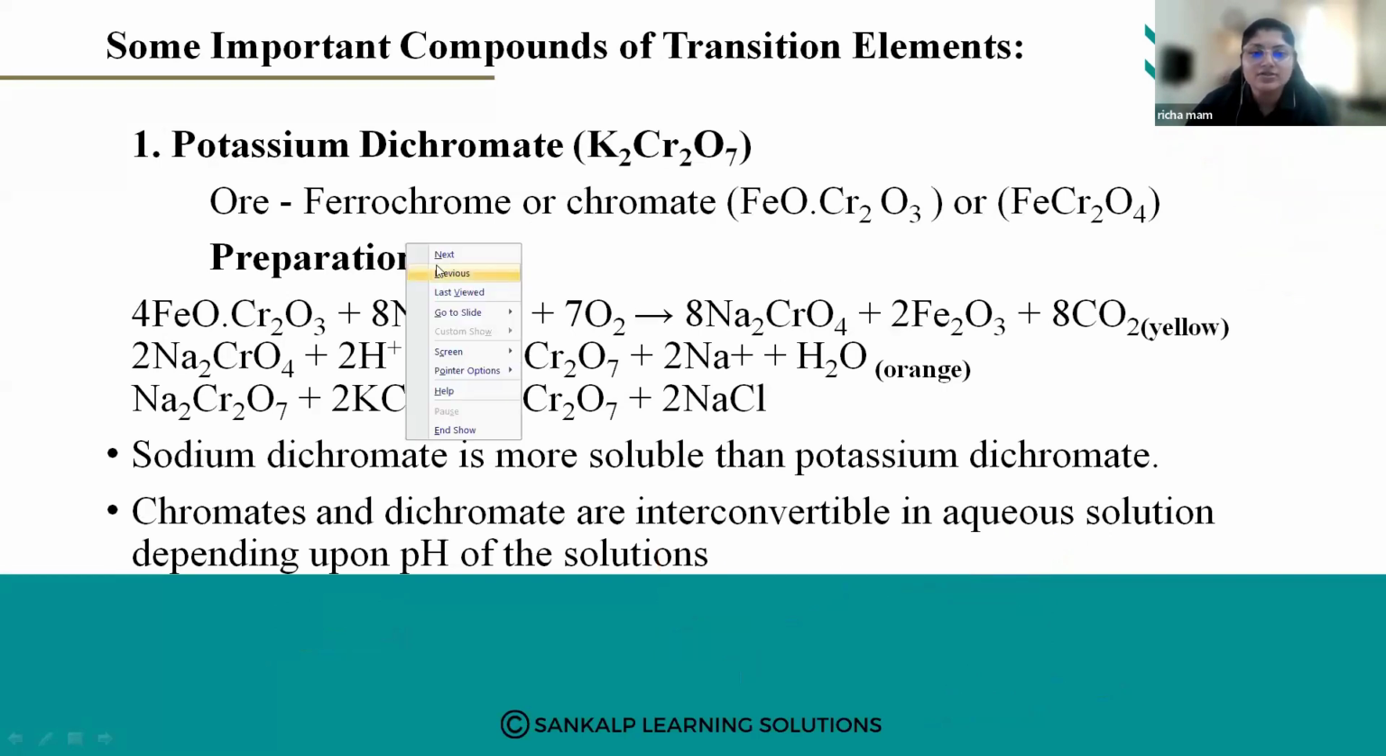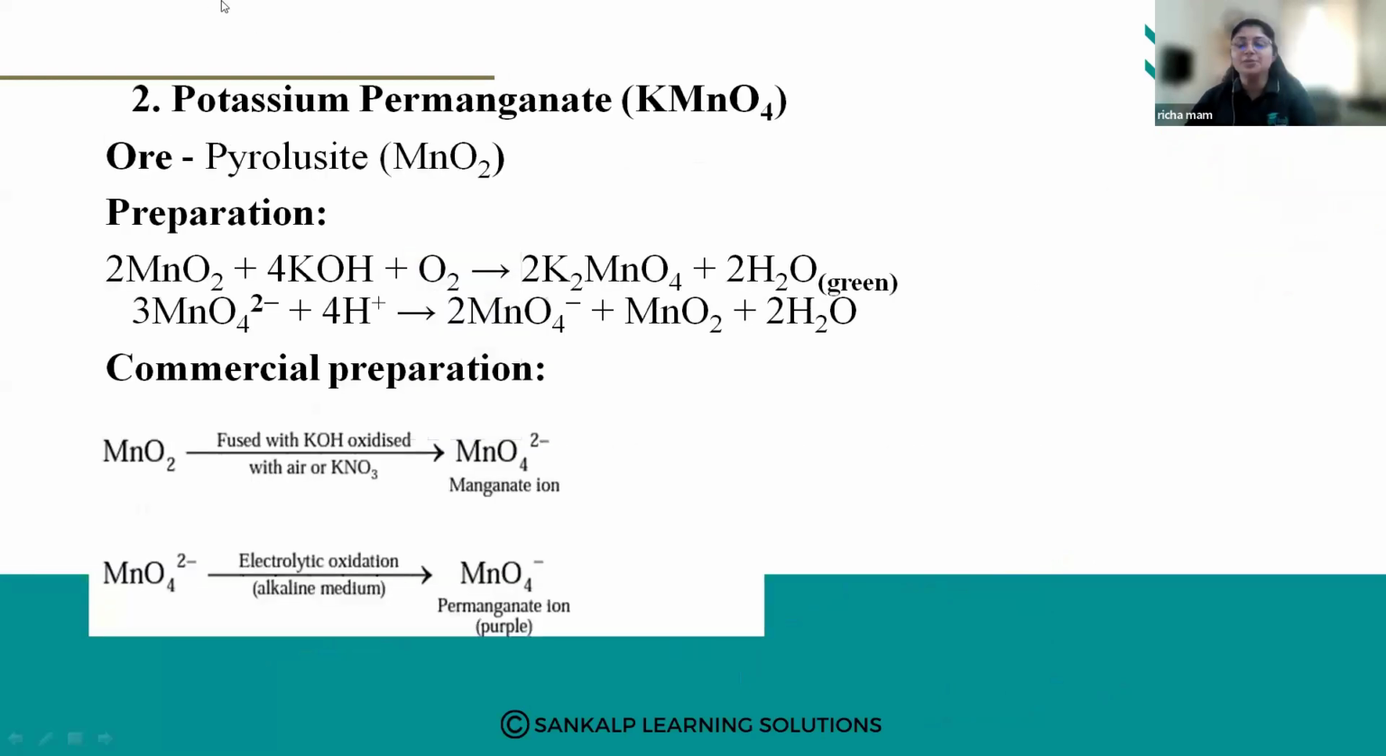So let us go for the next one, potassium permanganate. So how is potassium permanganate prepared? It is prepared by fusion. We react MnO2, that is pyrolusite. Pyrolusite is the ore from which KMnO4 can be prepared. That is MnO2. So what we are doing is reacting the MnO2 with KOH.